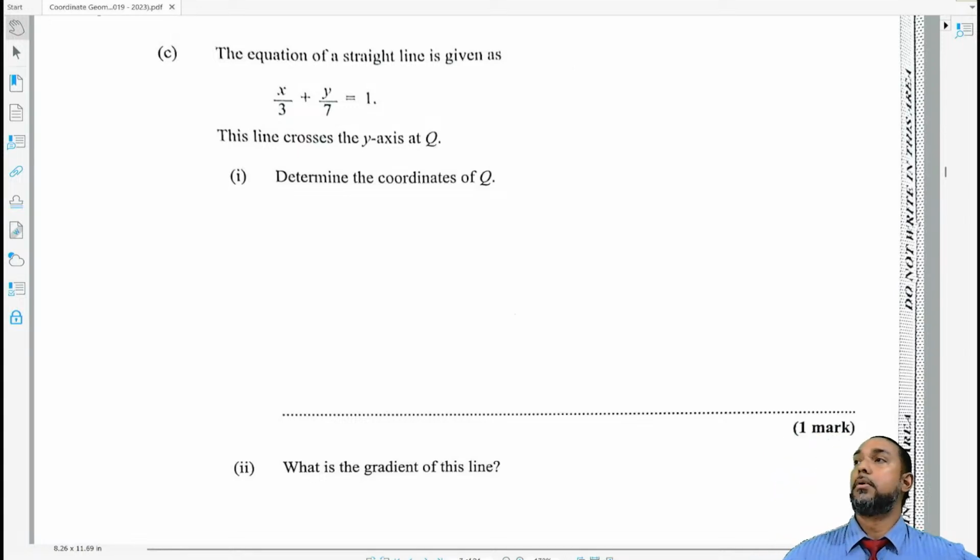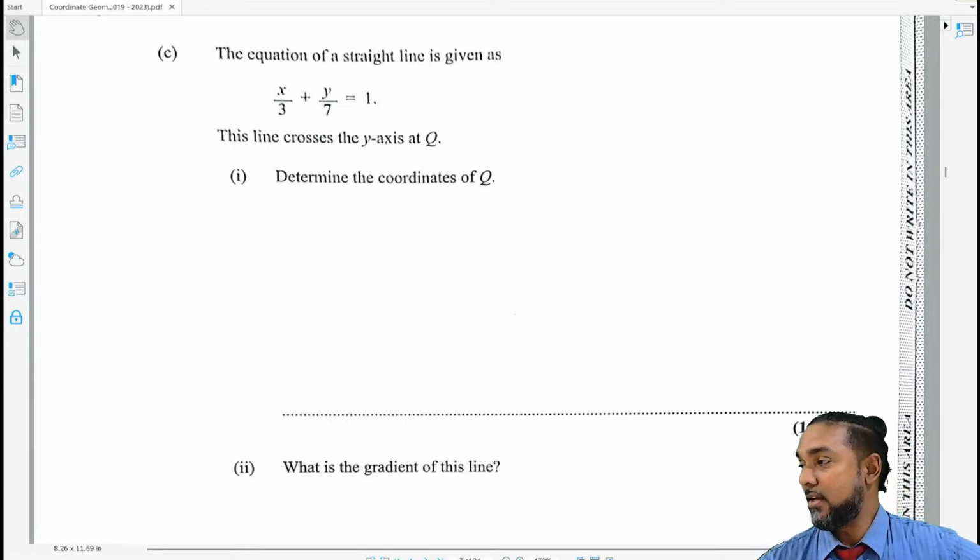To determine the coordinates of the y-intercept, yes. Yeah, or you'll find y.